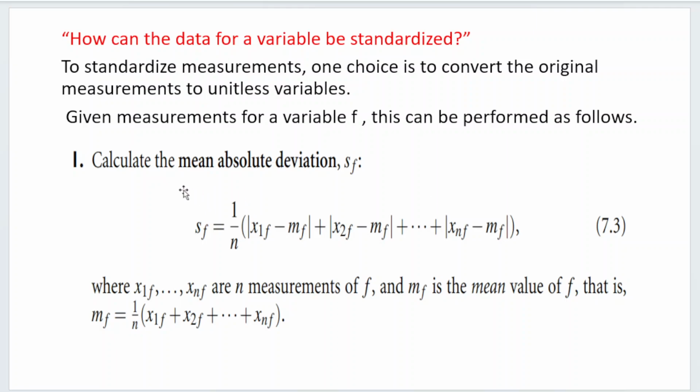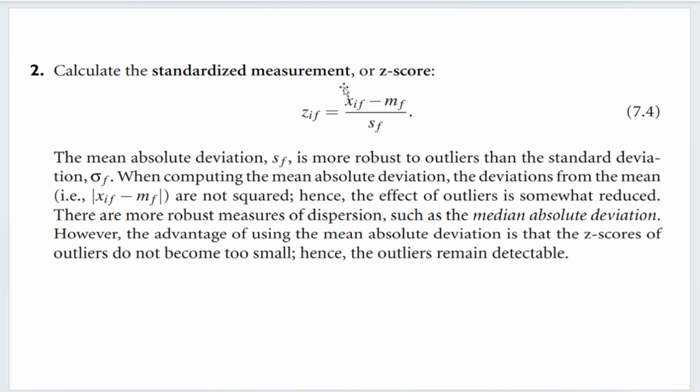Here we will see how to calculate the mean absolute deviation s_f. s_f is equal to 1 by n times the sum of |x_1f minus m_f| up to |x_nf minus m_f|, where x_1f to x_nf are the n measurements of f, and m_f is the mean value of f. That is, m_f is the sum of observations divided by the total number of observations, which gives you the mean value.